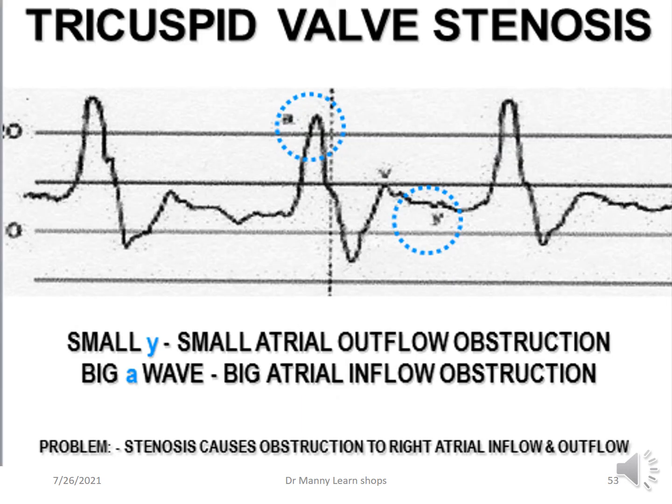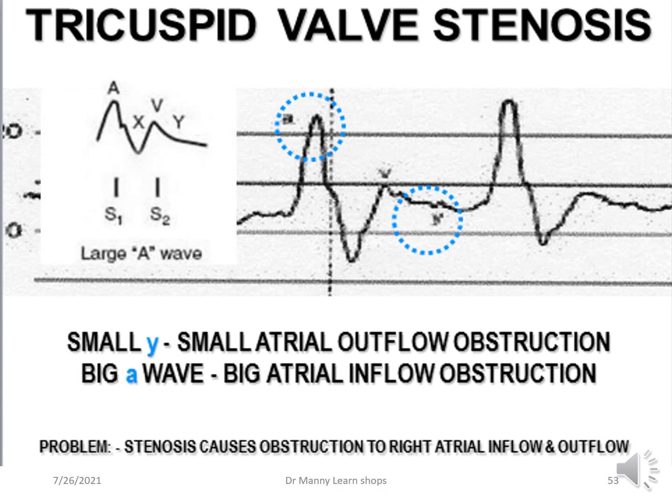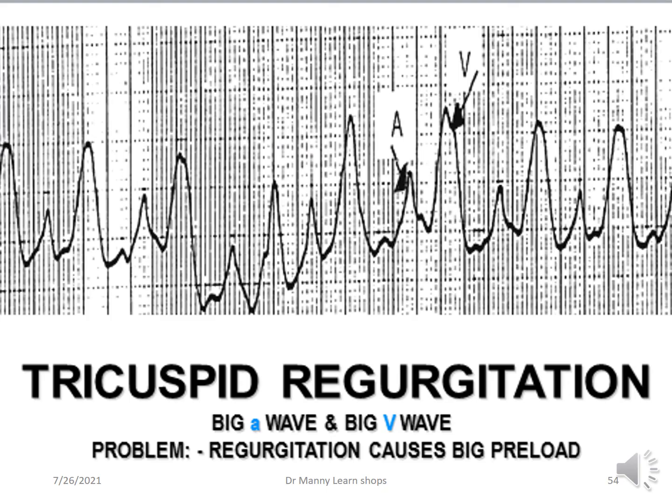You've got tricuspid valve stenosis, and there you'll see a small Y because there's atrial outflow obstruction. And you'll see a big A, which is a big inflow obstruction. You can have tricuspid regurgitation, and in this situation you'll see a big A wave and a big V wave. The problem is you've got regurgitation, which causes a big preload.